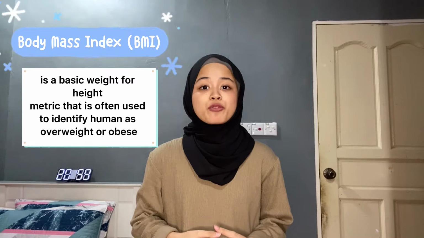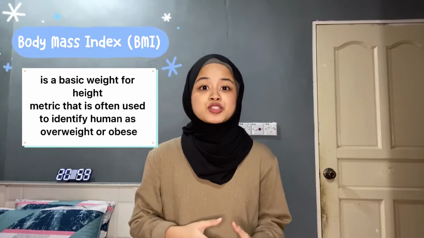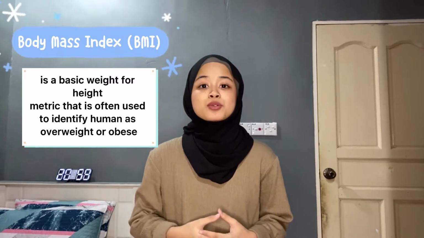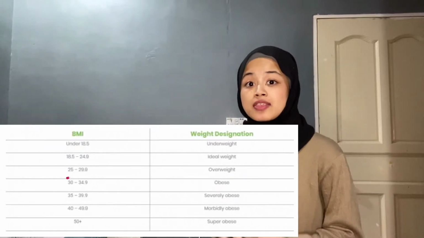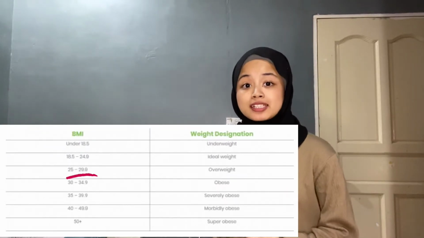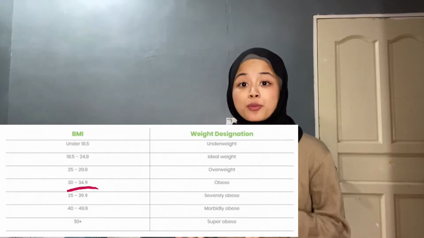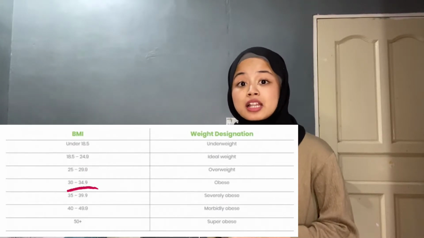Body mass index, or BMI, is a basic weight for height metric that is often used to identify humans as overweight or obese. It is calculated by dividing a person's weight in kilograms by the square of height in meters. This is the formula for BMI. Next is the norm for BMI. As you can see here, overweight is 25 until 29.9 and obese is 30 until 34.9.